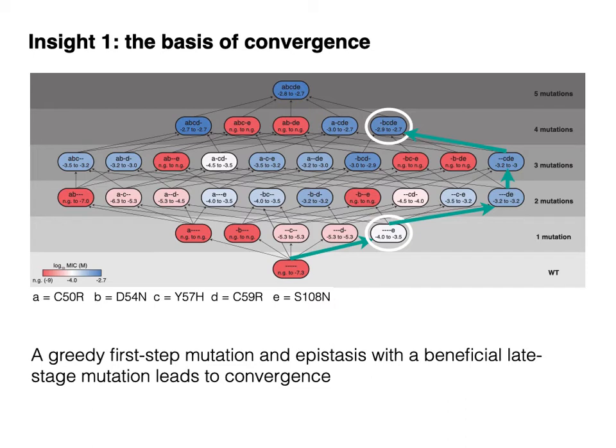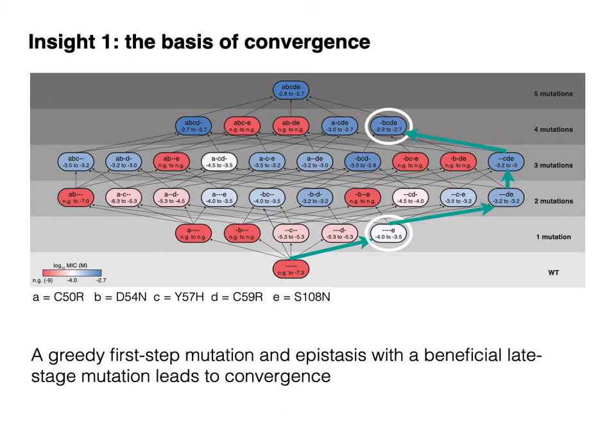Interestingly, for most of the mutants where both S108N and D54N are together, you get no resistance, suggesting a conflict between S108N and D54N. The exception is if you have Y57H and C59R also appear, which seems to resolve the conflict between S108N and D54N.